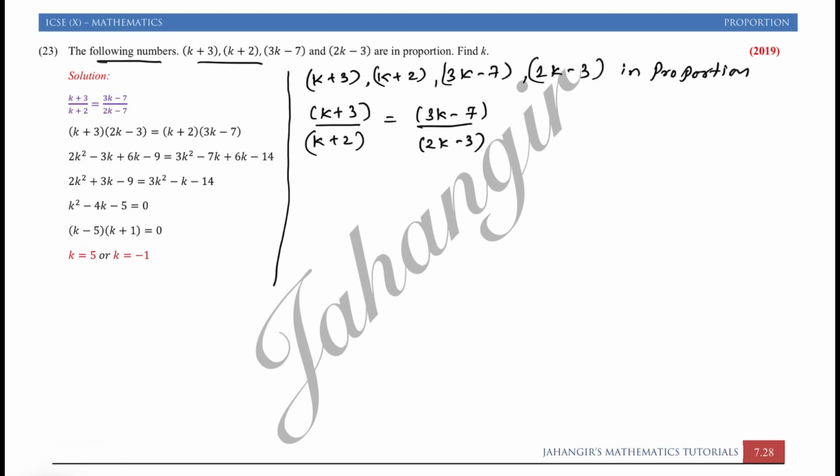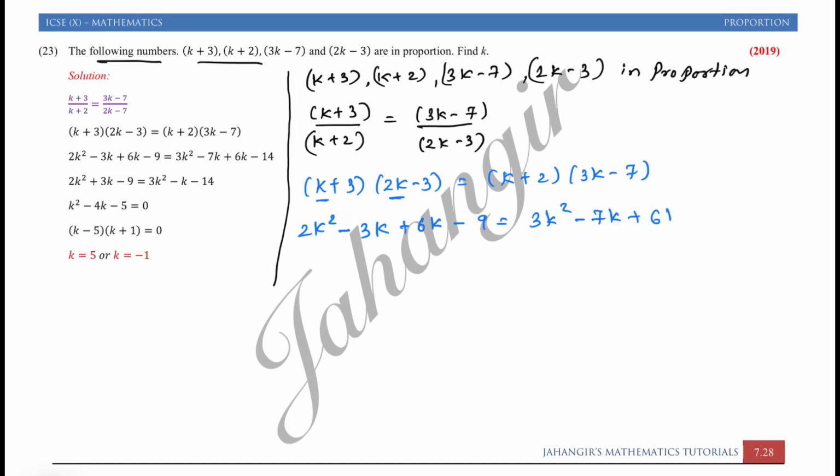Now cross multiply. K plus 3 into 2k minus 3 is equal to k plus 2 into 3k minus 7. Multiplying, you can use the distributive law. 2k square minus 3k plus 6k minus 9 is equal to 3k square minus 7k plus 6k minus 14.